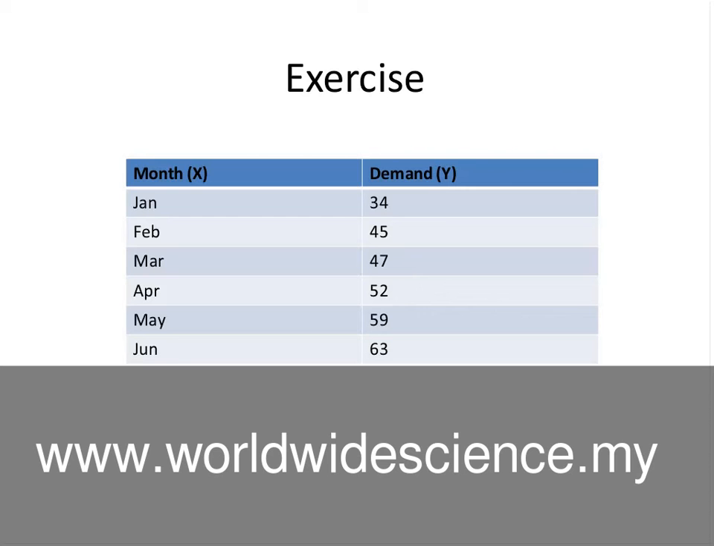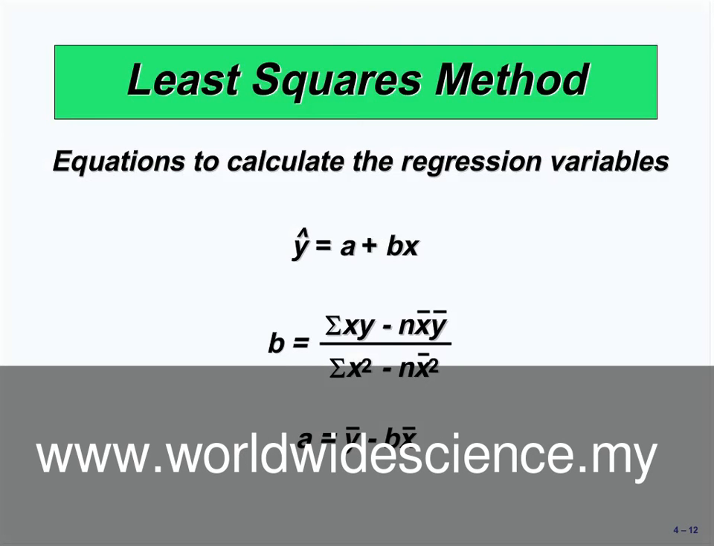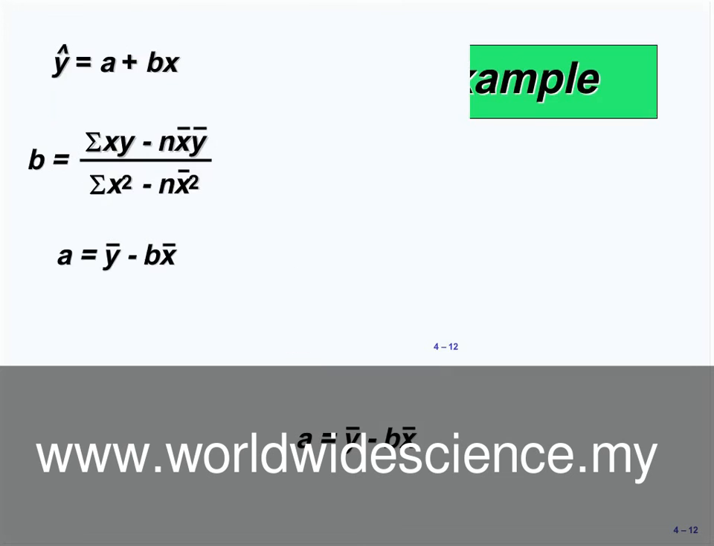It calculated A and B, and so it succeeded in calculating a linear equation. The linear equation was like this, because we calculated A as 29 and B as 6. So the company wrote this equation: y equals 29 plus 6 multiplied by x.